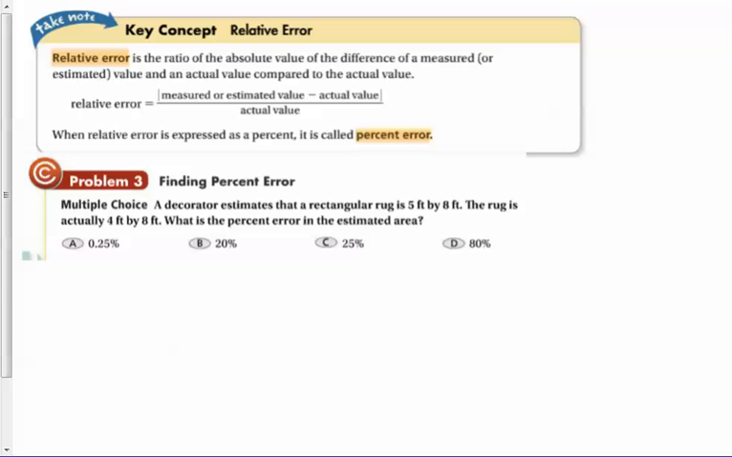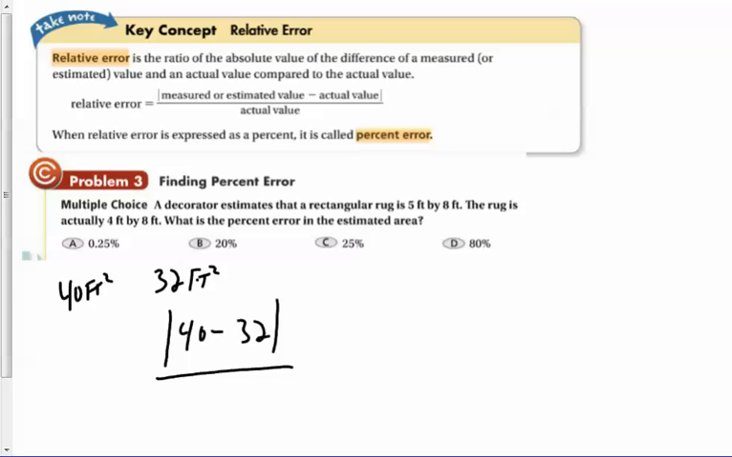Well, first thing I'm going to do is 5 by 8, that's 40 square feet. And then my 4 by 8, that's 32 square feet. So I'm going to do this. The estimated value was the 40. So I'm going to take the absolute value of 40 minus 32, and I'm going to divide that by the actual, which is 32. So 40 minus 32 is 8. Absolute value is 8. So I get 8 out of 32. Then we'll multiply that by 100 for a relative error of 25%. So I'm going to bubble in C. Okay? You got it. Why don't you do it real quick?